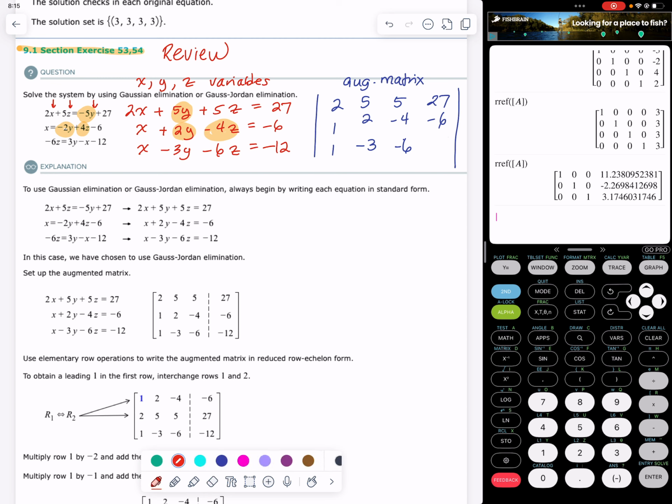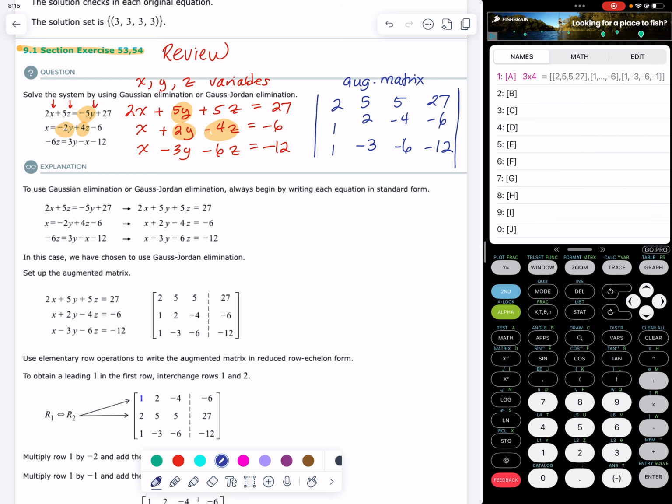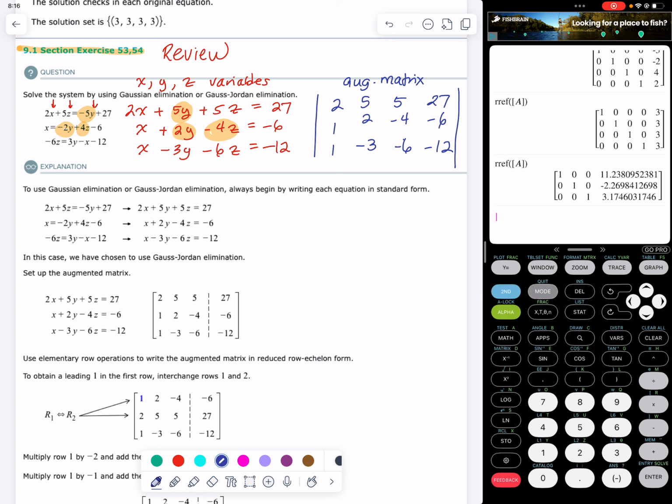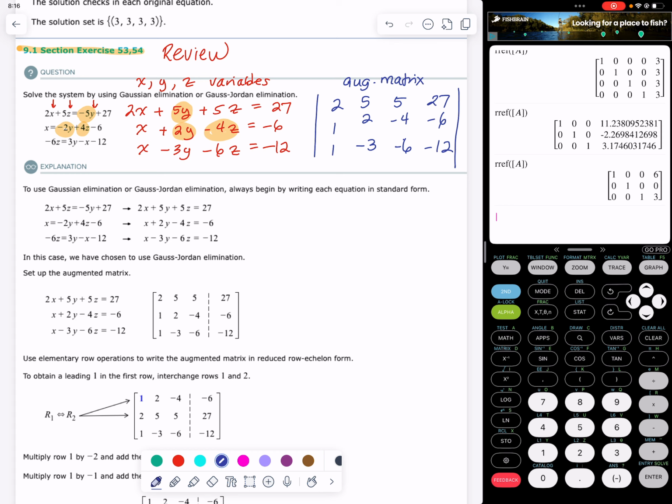So that was kind of cool that I got that decimal. So now what do we do? We're going to go back to second matrix. We want to edit matrix A. So I'm just going to press enter, and that should be a negative 12. Second quit, go back up and get that RREF. And there we have it. So what is our solution?